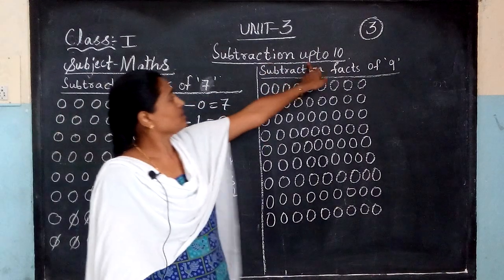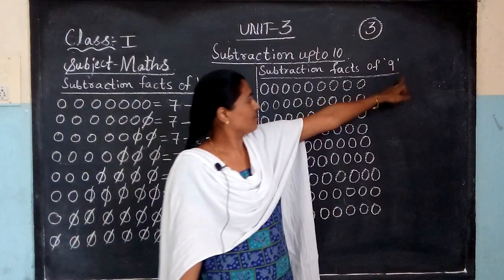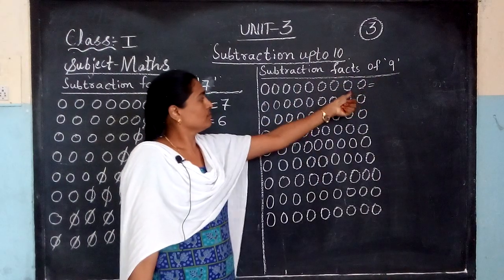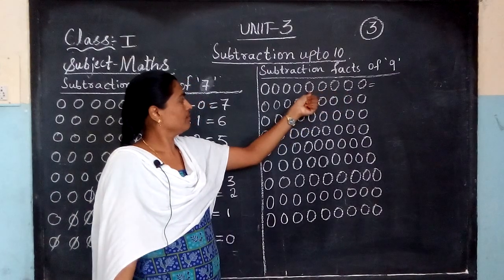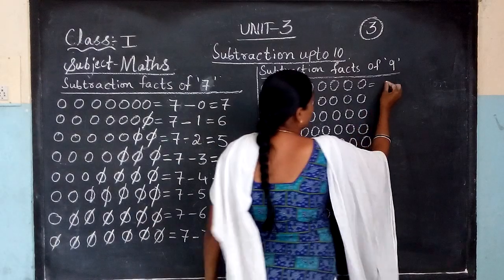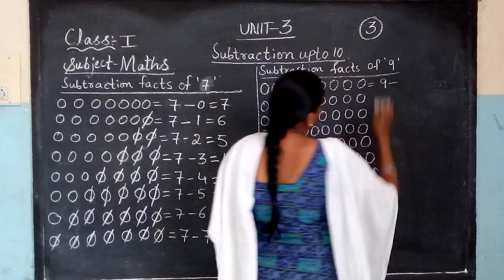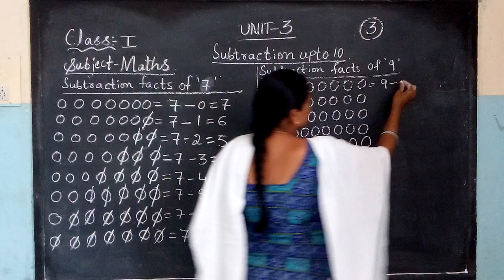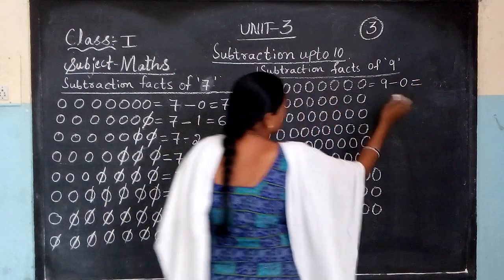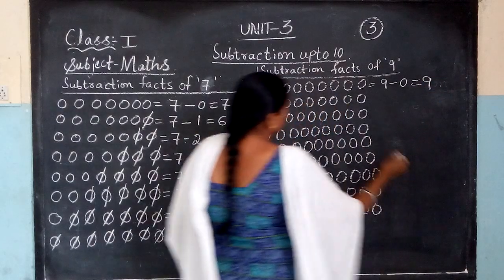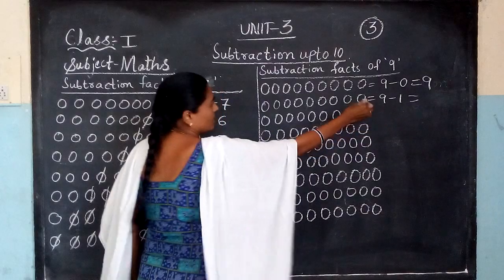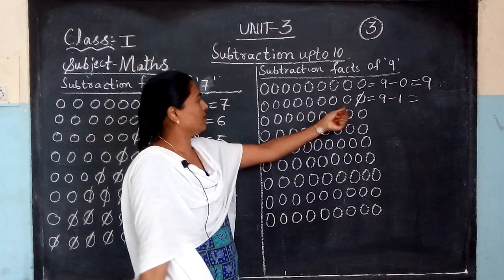Next, subtraction facts of 9. Here you see how many circles are there. Count here. 1, 2, 3, 4, 5, 6, 7, 8, 9. 9. Here we are not taking away anything. 9 minus 0 is equal to what will come? 9. Yes. Here 9 minus 1. From 9 you take away 1. How many are remaining? Count.